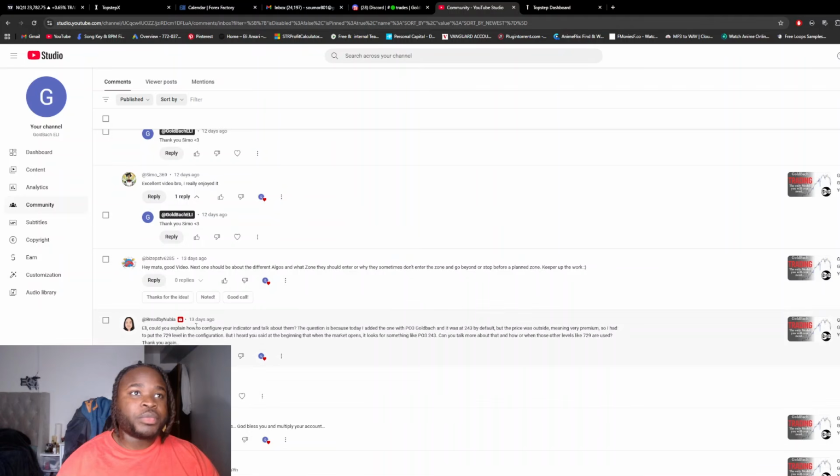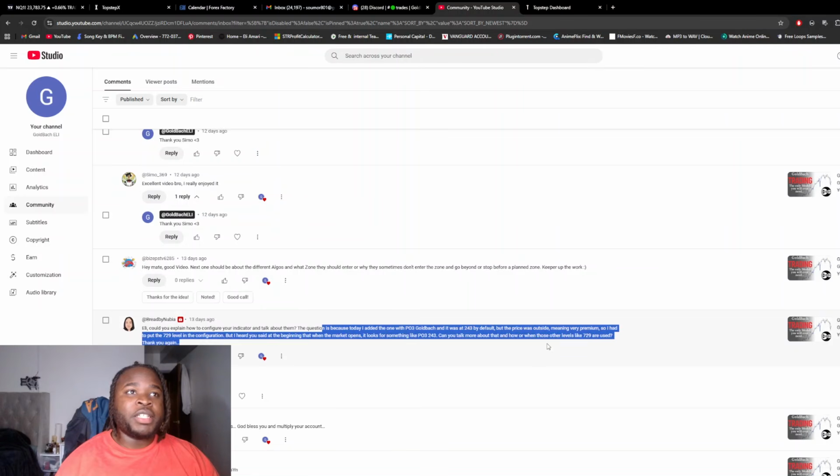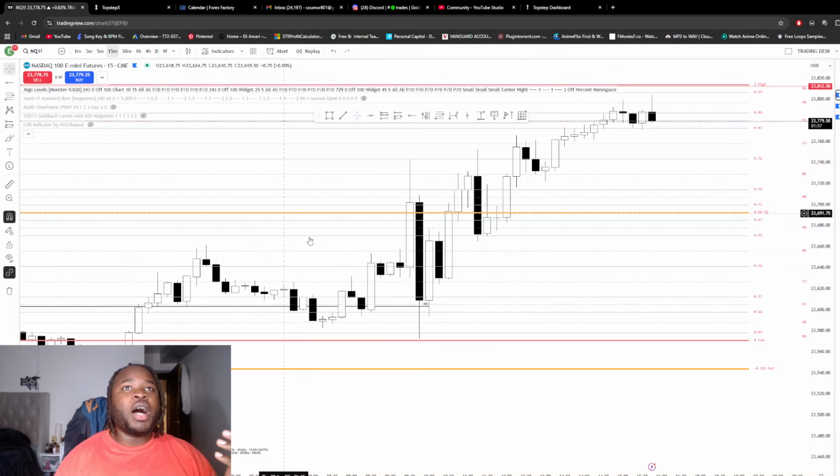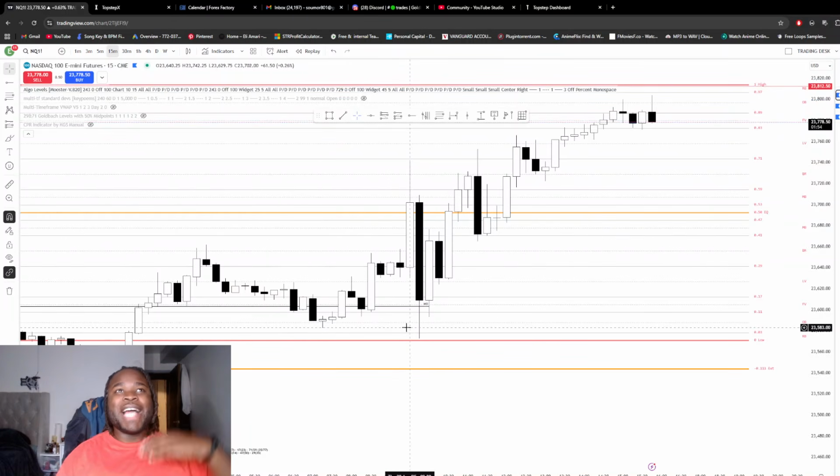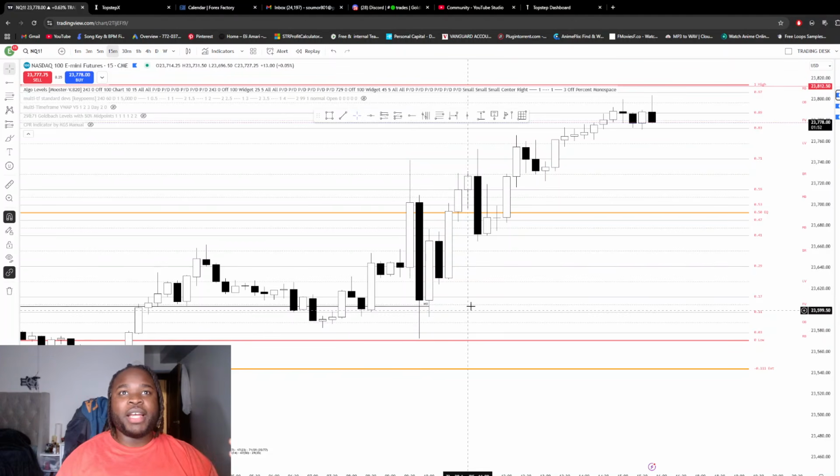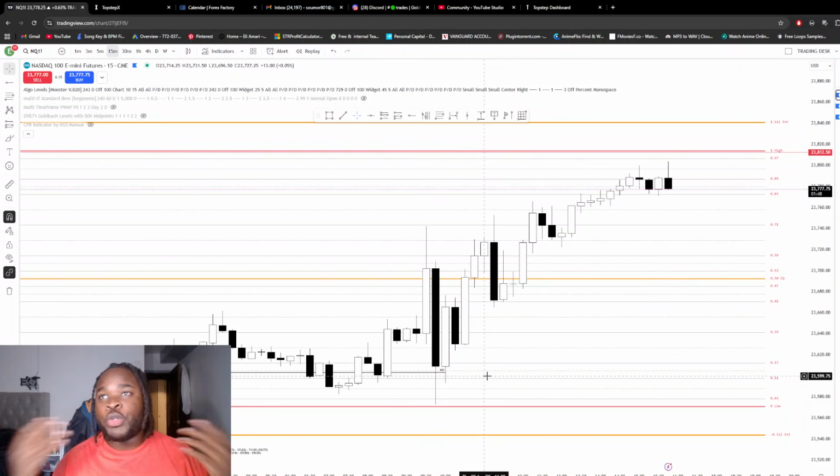Okay, so I just answered this question: how you configure the indicator and talk about them. When we go back, price was outside, meaning very premium. Put the 79 level in configuration, but I heard you say in the beginning market opens. Okay, so we could talk about that also, right? How do I know when to size up in my PO3? That's an important question that a lot of new traders want to understand and want to know.